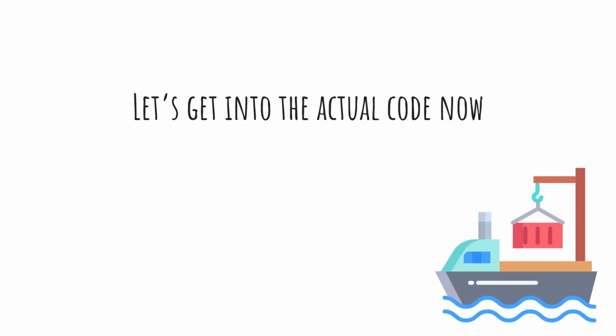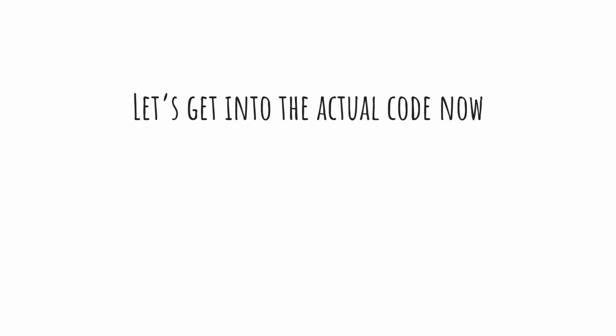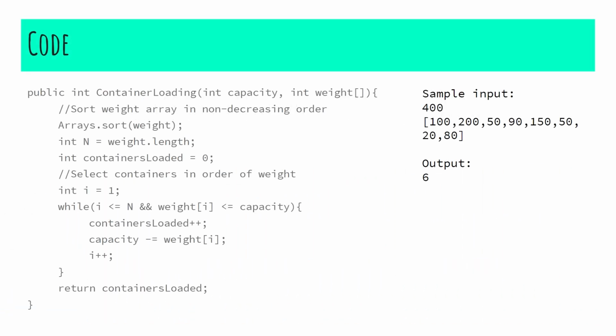Now let's look at the actual code flow. This is the code snippet in Java, and I have also provided the sample input where 400 is the capacity, followed by an array of integers which represents the array of weights. We expect the output to be 6. Now let's check the code flow for this instance.